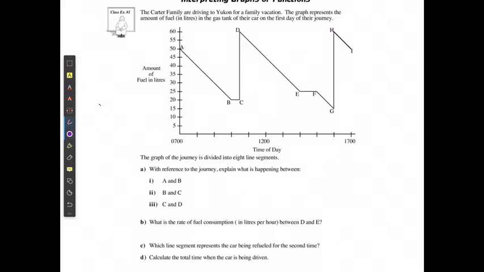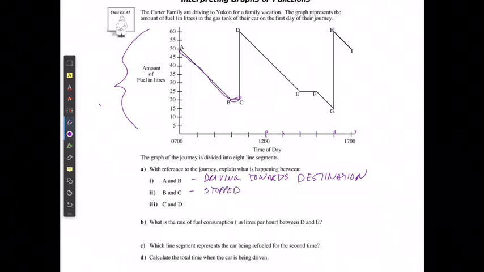We can also see that the left-hand side is the amount of fuel, and that the domain is representing each tick as 1 hour throughout the day. So, with reference to the journey, what is happening between A and B? Well, logically speaking, between A and B the fuel is decreasing over time because they are driving towards their destination. Between B and C, the amount of fuel stays the same because they're stopped. And between C and D, the amount of fuel increases because they are refueling or gassing up.